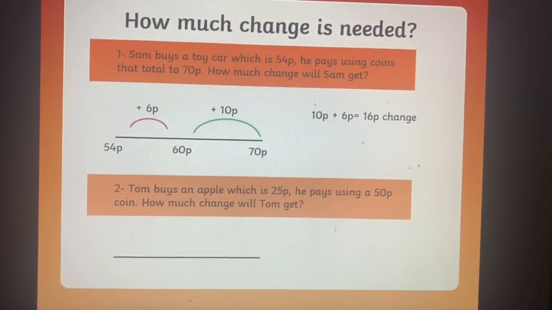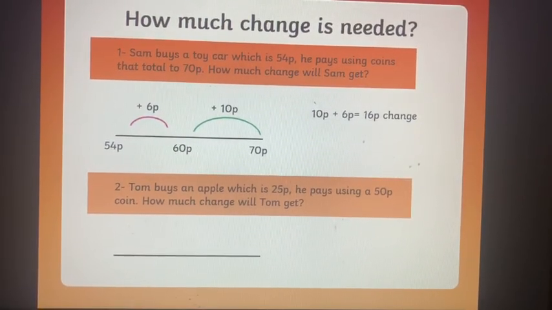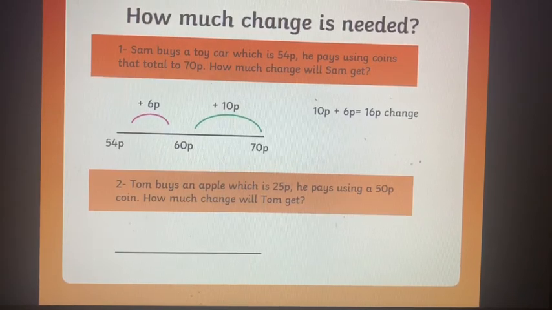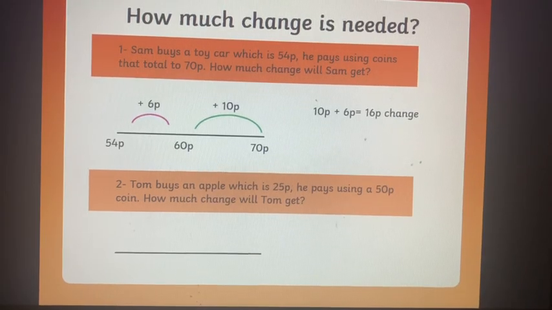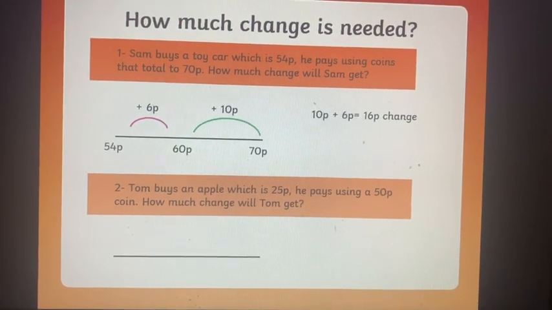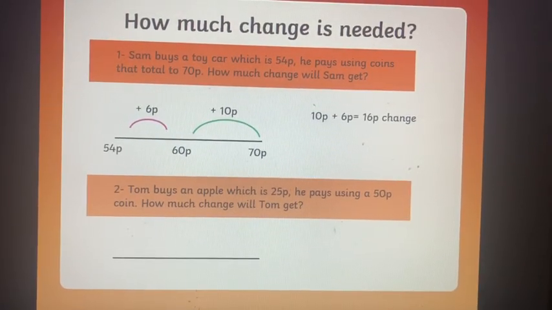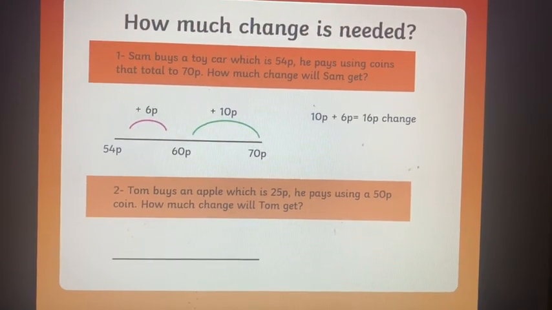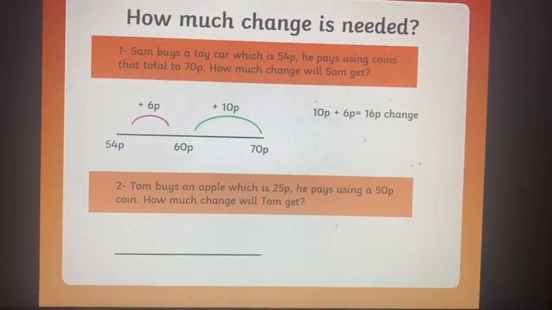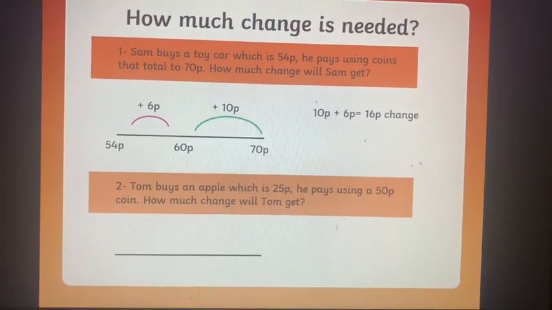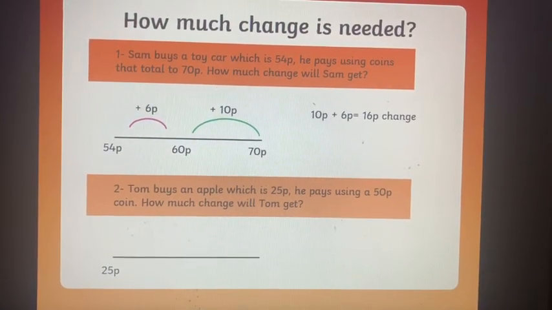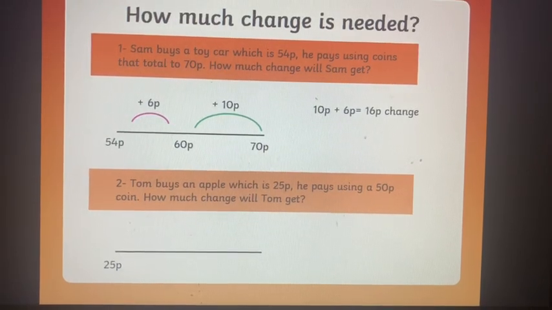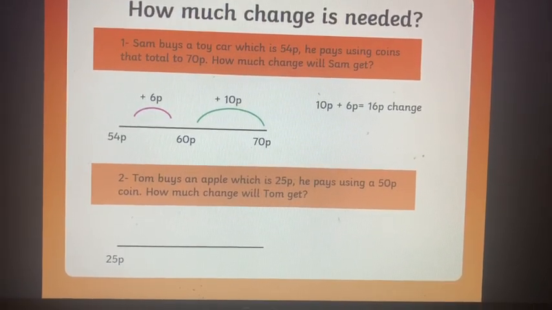So I would like us to work through this example together. So if you could get a piece of paper and a pencil, I'd like you just to draw a line like I've got on the screen. Then at the start of that number line, we need to write how much the item cost. So we know that Tom bought the apple, which was 25p. So at the start of my number line, I'm going to put 25p. If you could now do that on your number line, please.